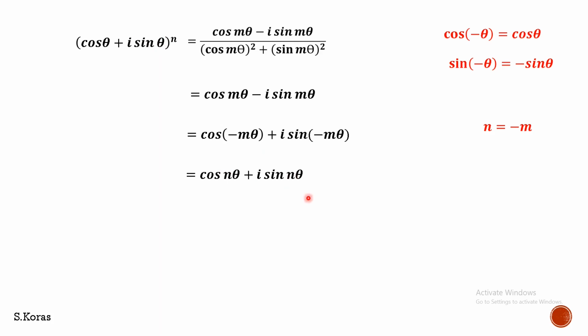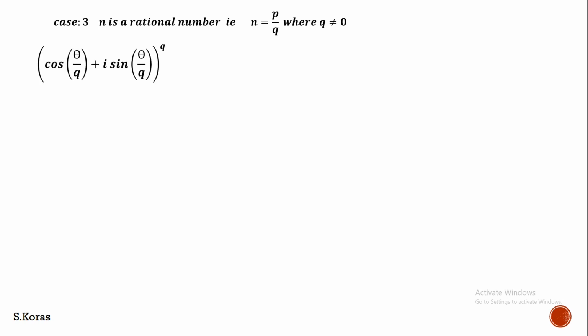Now let us try to prove it for rational numbers. Here we are considering n as a rational number. That is, n is equal to p by q, where q is not equal to 0. In this case, we are going to follow a small technique. Just listen. Here, cos theta by q plus I sin theta by q, the whole power q is here. As I told you, n is equal to p by q is a rational number. So p is an integer and q is also some integer.